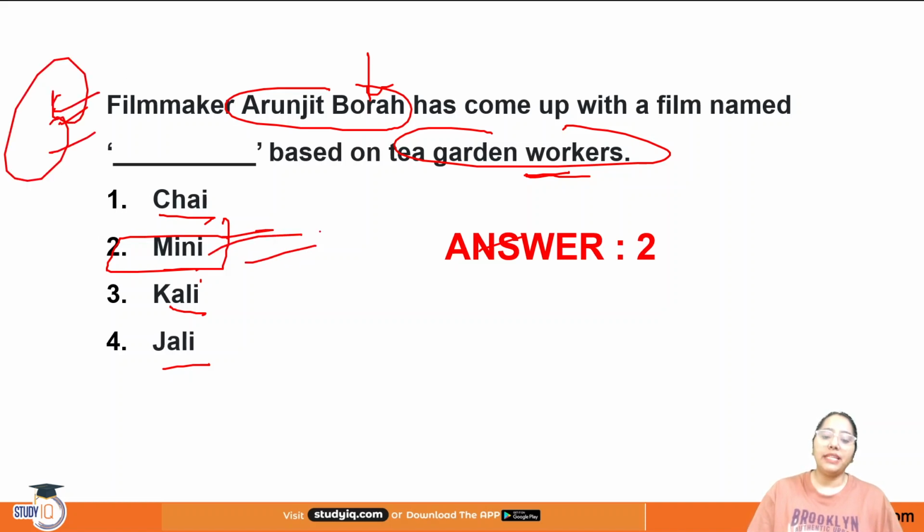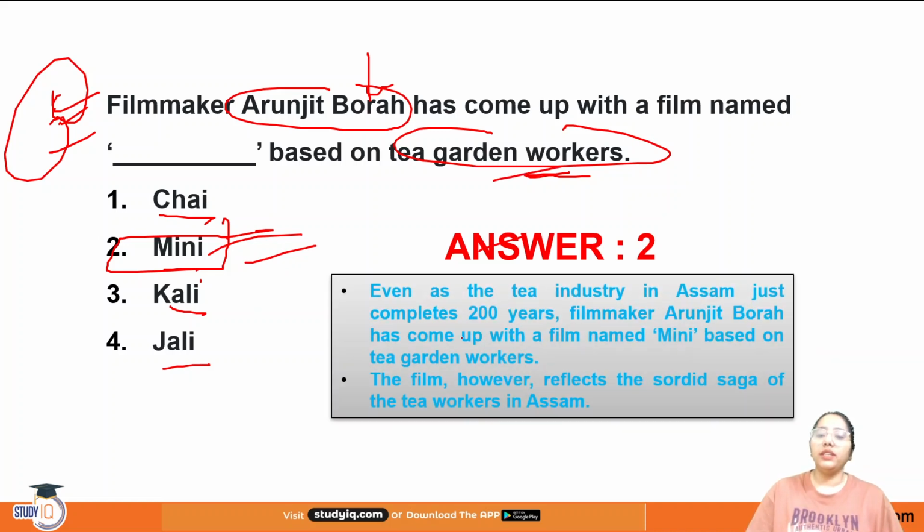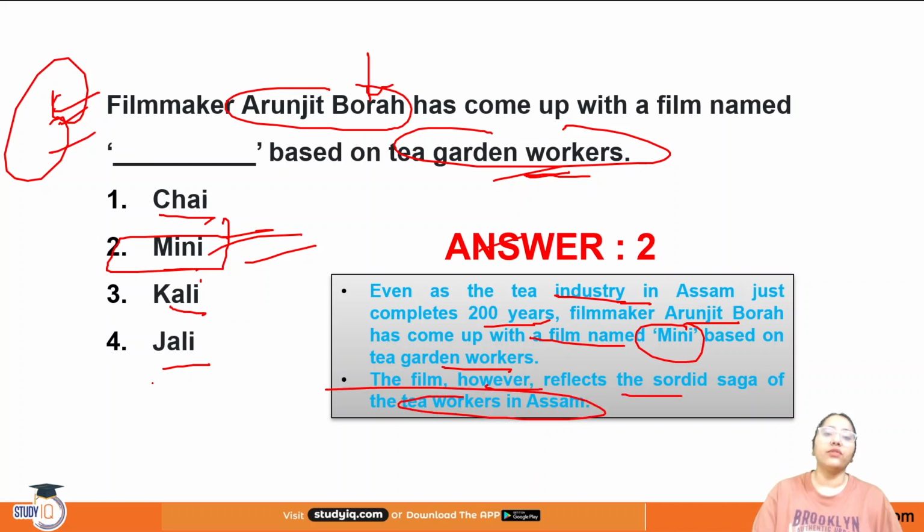Mini film is basically to showcase the tea garden workers' life in Assam. You all know that 200 years have been completed for the tea industry in Assam. That's why the filmmaker Arunjit Bora will make the film named Mini on the life of tea garden workers. The film will reflect the sordid saga of the tea workers of Assam, particularly the saga of the pregnant women and how the women who have borne a child also carry the child in the tea garden during the work period.